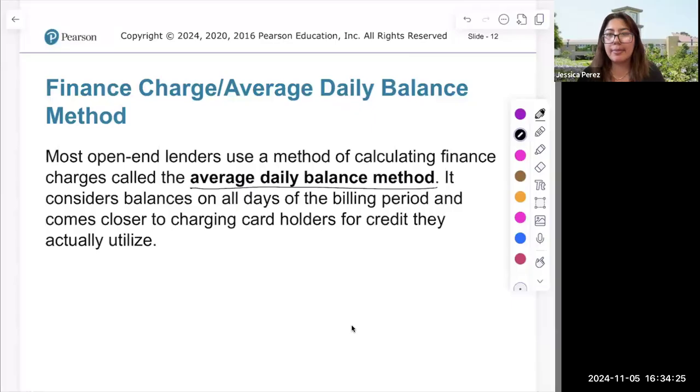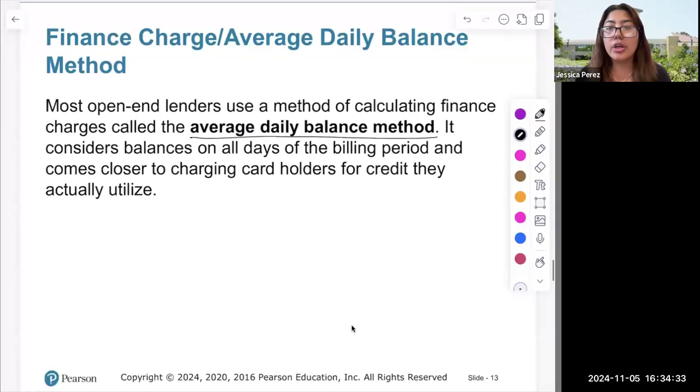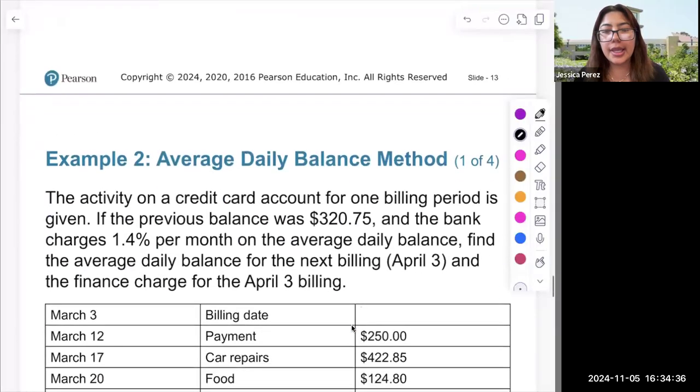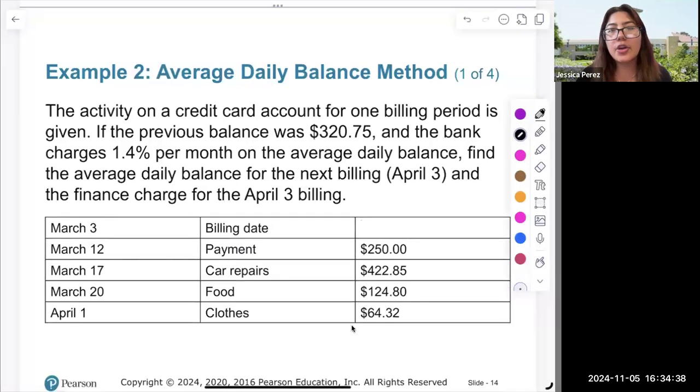So banks, or lenders, are going to look at all of your expenses and all of the charges on your bills. Let's look at this example. The activity on a credit card for one billing period is given. The previous balance was $320.75, and the bank charges 1.4% per month on the average daily balance. Find the average daily balance by the next billing cycle, April 3rd, and the finance charge for the April 3rd billing.